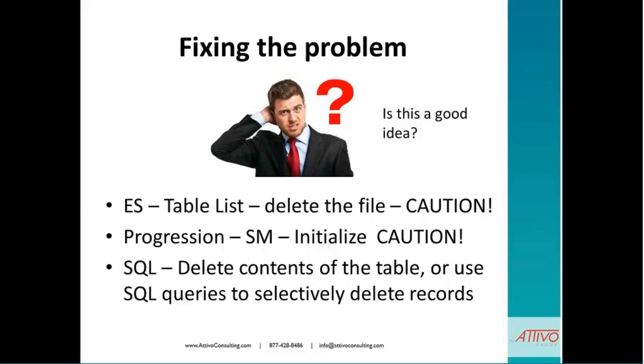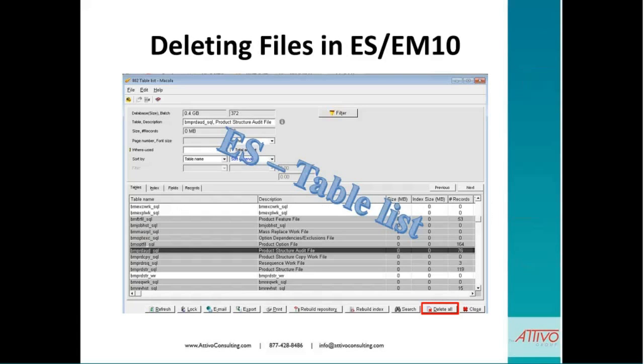So let's take a look at the 3 different ways that we have as far as getting rid of the data is concerned outside of the archive process. The first one we talk about is the table list, which shows up in ES, and we have the delete file. Again, there's going to be some caution here. We'll show you progression and system manager initialize, with caution, and finally we have the SQL delete contents of the table. Again, we want to be very careful whenever we do any of this. So let's take a look at the first item, deleting files in ES and EM10.